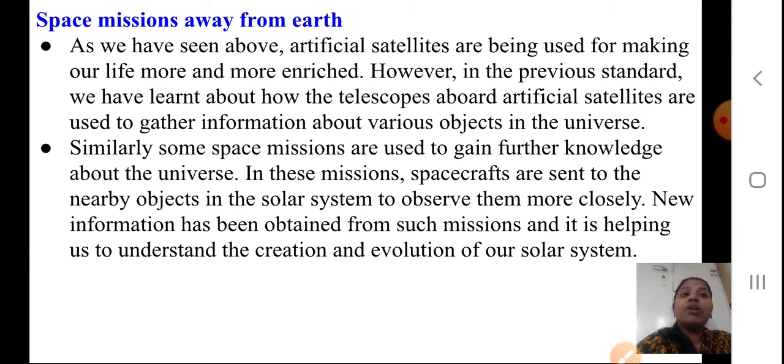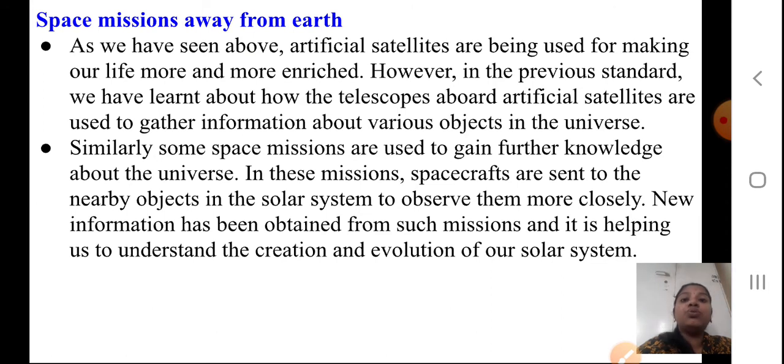As we have seen above, artificial satellites are being used for making our life more and more enriched. However, in the previous standard, we have learnt about how the telescopes abroad, artificial satellites, are used to gather information about various objects in the universe. Okay, so we have telescopes which are used abroad, and with them we can gather the information about the various objects which are there in the universe.